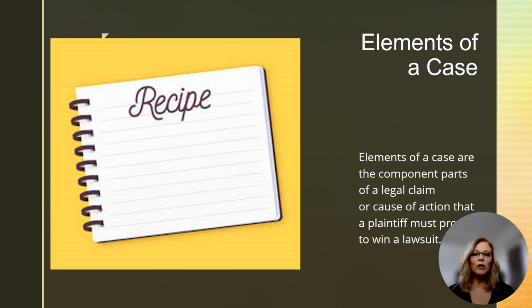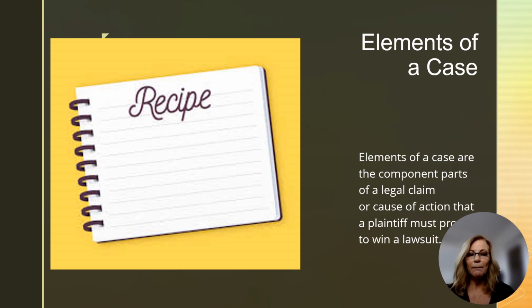But I say, look at it like a recipe. Okay, I've got a recipe and I need to make cookies, and I need eggs and flour and sugar and chocolate chips. If I don't have the chocolate chips, I don't have my chocolate chip cookies. If I don't have my flour, I don't have my chocolate chip cookies. The law will tell us what we need to prove a claim, and those are called elements. So elements of a case are just the different components you need to prove.